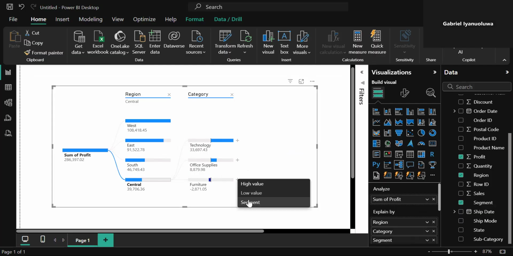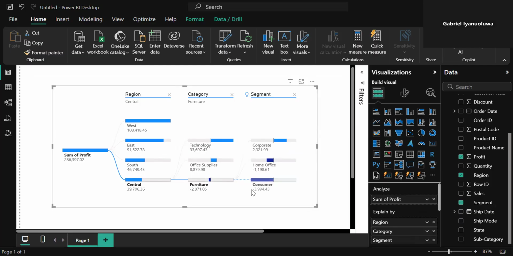If you click on low values, it will show you that consumer is the problem. Consumer is the one that contributed to the loss. So you can see now, followed by Service Supply. The consumer was a loss. In Home Office that was a loss. So it's only in Corporate that we have profits, and even the profit is low. It's just about 2,000. So the profit is low.